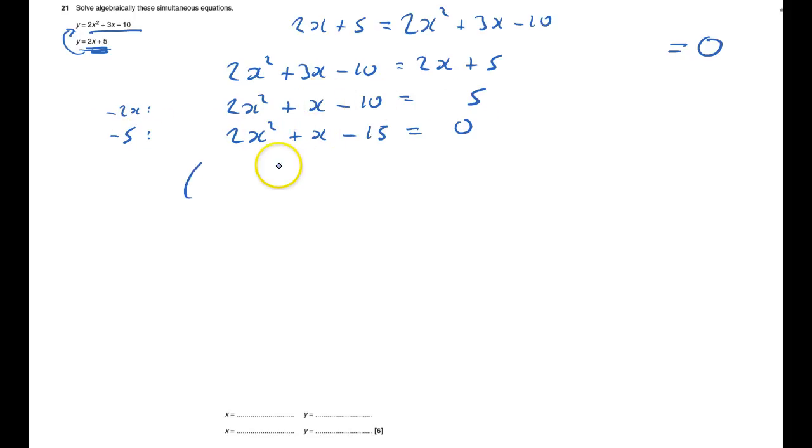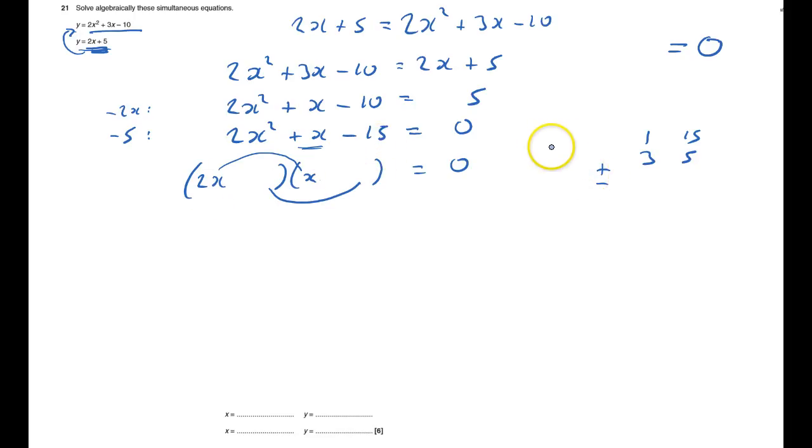So I'm going to put it in brackets, and it equals 0, and it must be 2x times x, like so. And I've got to get 15, so how can I get 15? Well, obviously it's a number times a number. I can do 1 and 15, or I can do 3 and 5. No other ways of doing it. And somehow there's got to be a difference of them of just x. We know that one's going to be plus and one's going to be minus because it's negative 15.